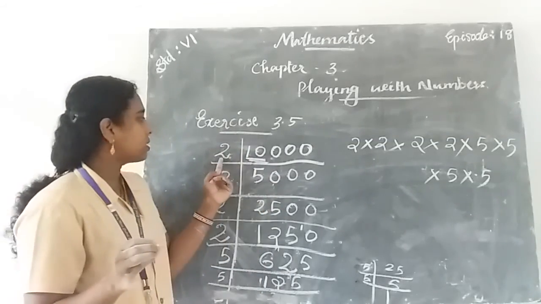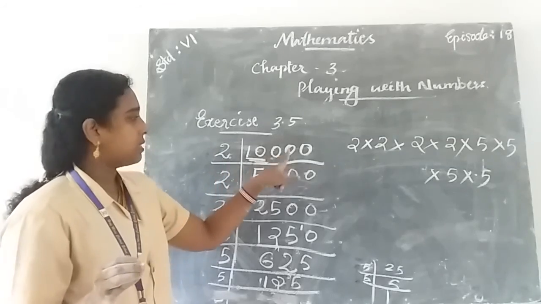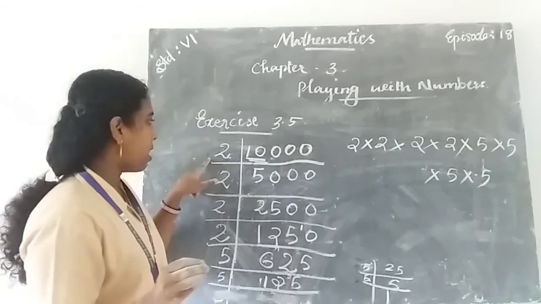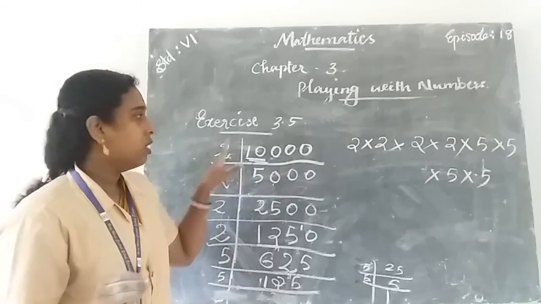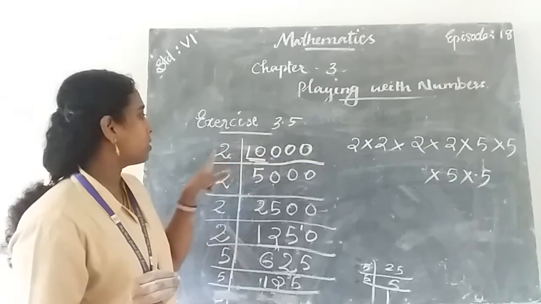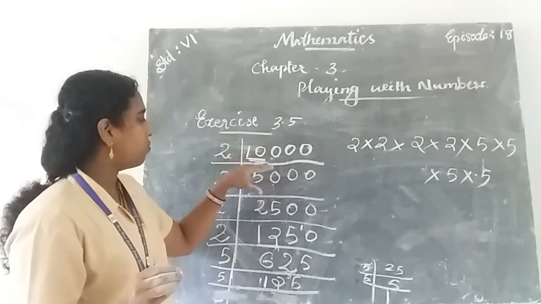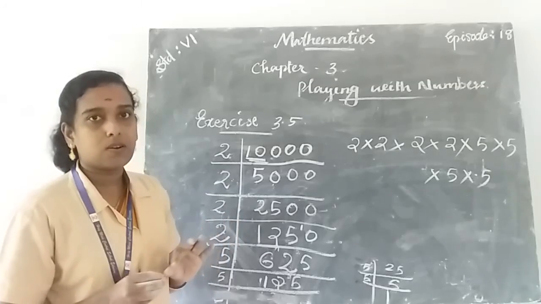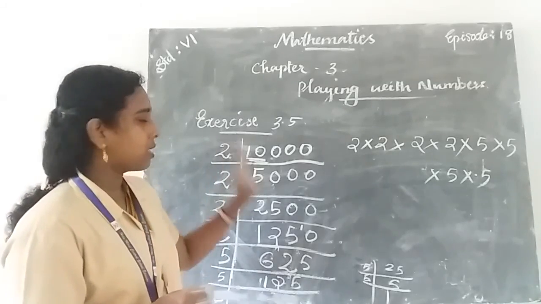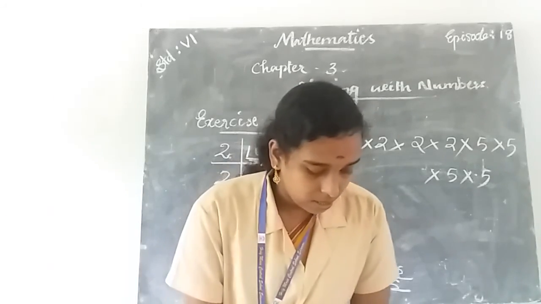We use 2 here because this number is an even number and the smallest prime number is 2. So this is an even number, so we use 2 for dividing 10,000. So this is the prime factorization of 10,000.